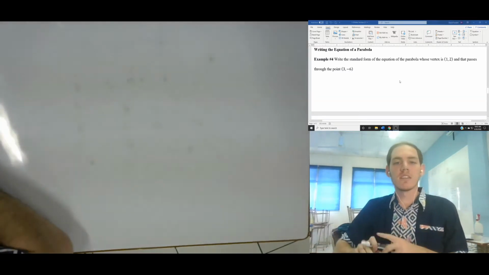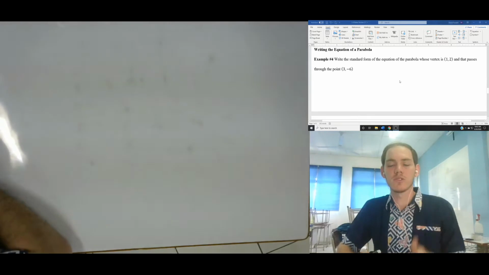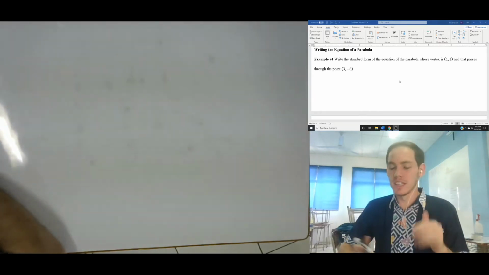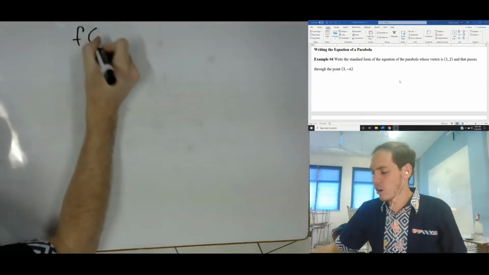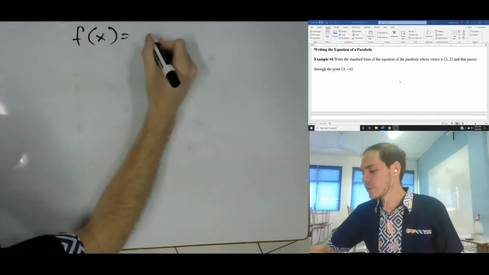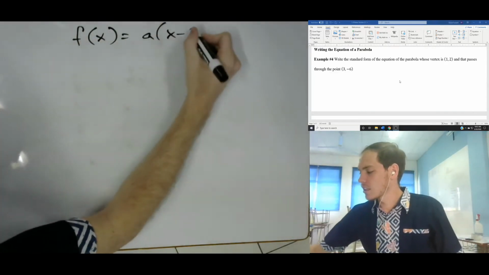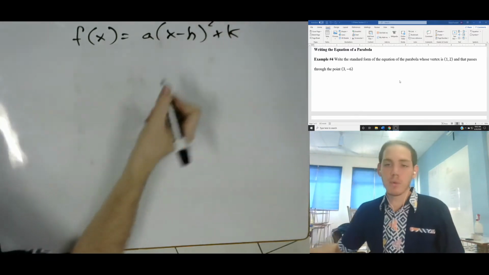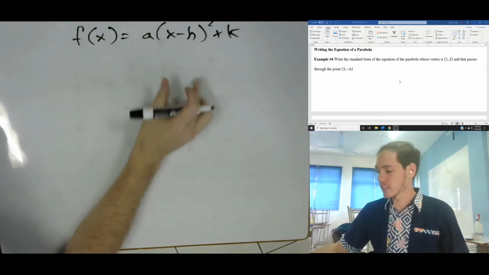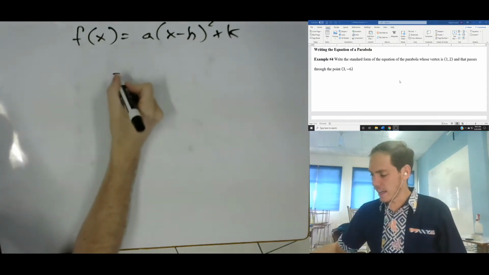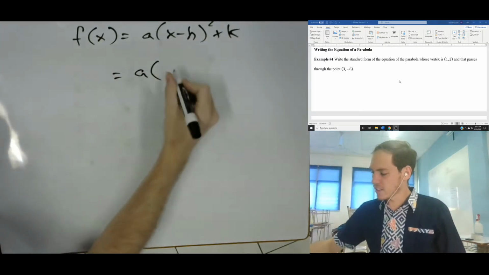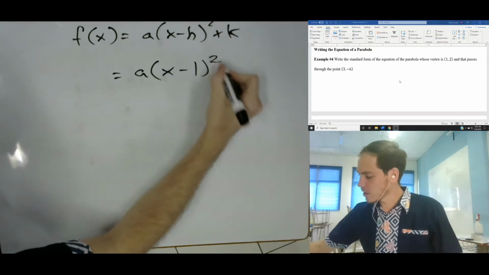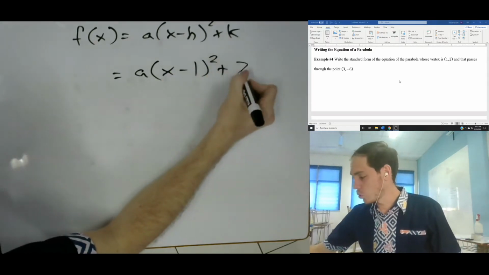Okay, write the standard form of the equation of the parabola whose vertex is (1, 2) and passes through the point (3, -6). So remember, our standard form is f(x) = a(x - h)^2 + k. What did they give us? The vertex. The vertex is h and k. So they did not give us a. So (x - 1)^2 + 2.